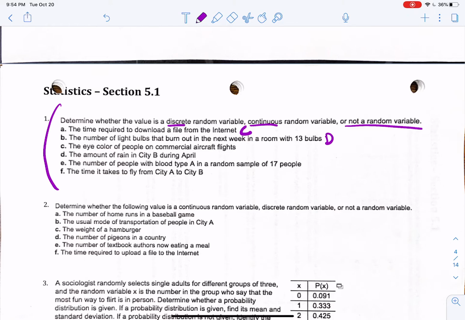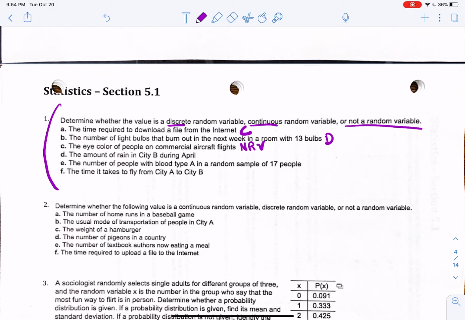C, the eye color of people on a commercial aircraft. That one is not going to be a random variable, so I'm going to put NRV for not a random variable, because eye color is a category, and we're looking at quantitative variables for these. So random variables, discrete and continuous, are only going to be numbers.